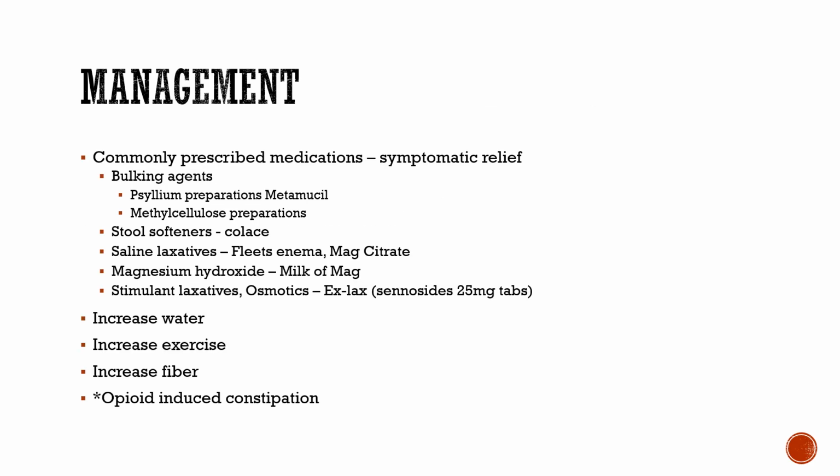Now we need to manage the problem. And what we're looking for here is symptomatic relief. It's very uncomfortable to be constipated. These are some commonly prescribed medication types, such as bulking agents, stool softeners, laxatives. Look at those and maybe make a list of those types that you can keep also in your phone under contacts and under constipation. Commonly prescribed medications, what they're for, and how much to give.